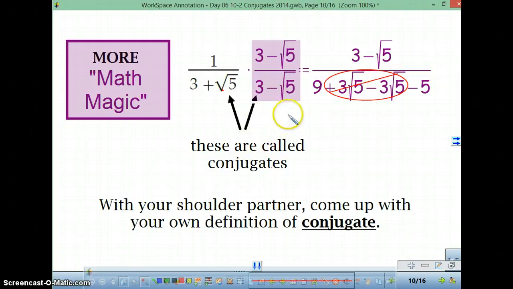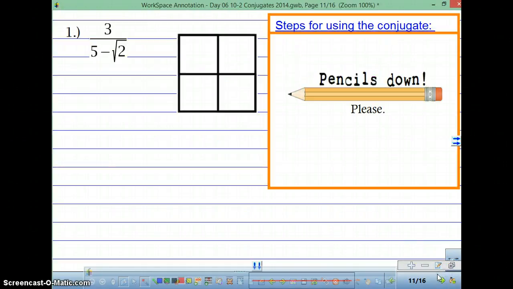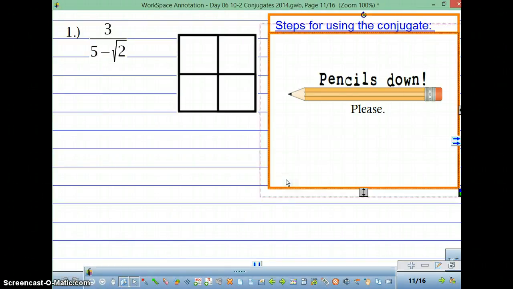You follow the same pattern. Numerator times numerator equals numerator. Denominator times denominator equals denominator. Notice that all the radicals will cancel out, and you'll just be left with integers. Let's try one. Let me show you the steps so you can follow along.